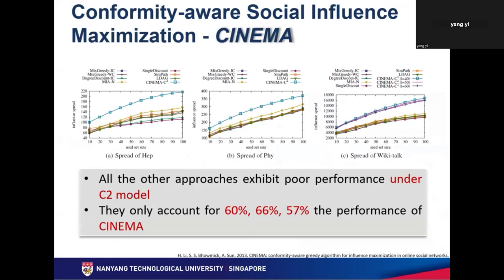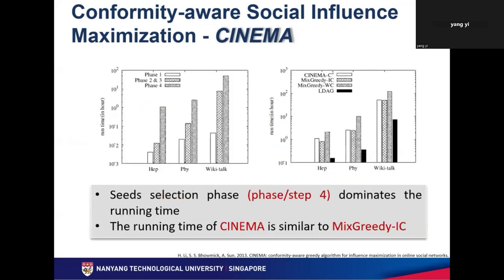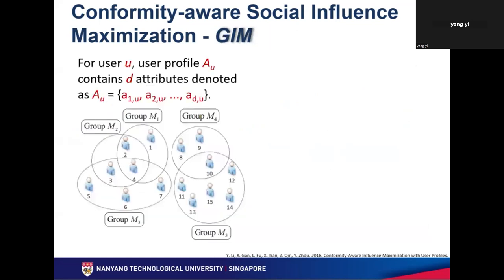For the CINEMA result, we can find that CINEMA shows the best result compared to those without conformity. Those without conformity only achieve around 6% of the performance of CINEMA. And within the conformity-aware selection of the CINEMA solution, the most time-consuming part is the seed selection phase. Okay, we have introduced how we can use conformity to get a new IM solution.